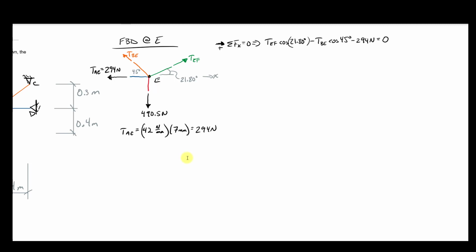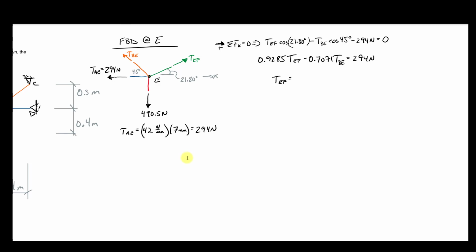So let's see, continuing this work, I would then have 0.9285 times TEF minus 0.7071 TBE, and I'll go ahead and move that 294 to the other side. I'm just saying, when you set up your equation to start off with, set it equal to 0 so everything is on one side. So solving this, I'm going to solve for TEF. I don't think it mattered which one I solved for. It's two unknowns. I just have to solve for one and plug it into my next equation. So I'm going to do it this way.